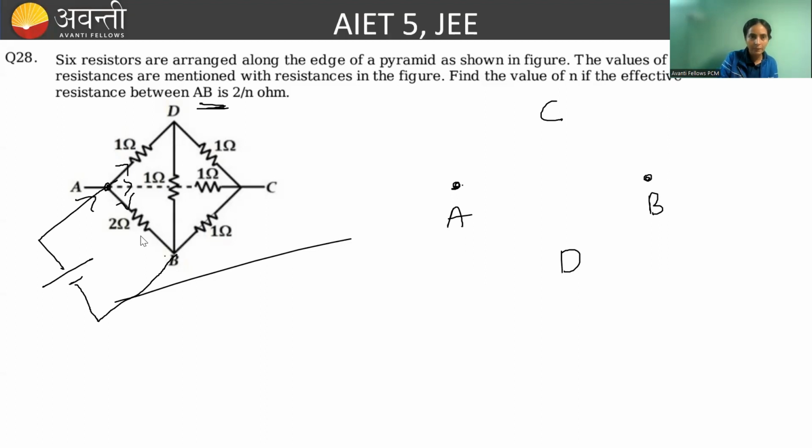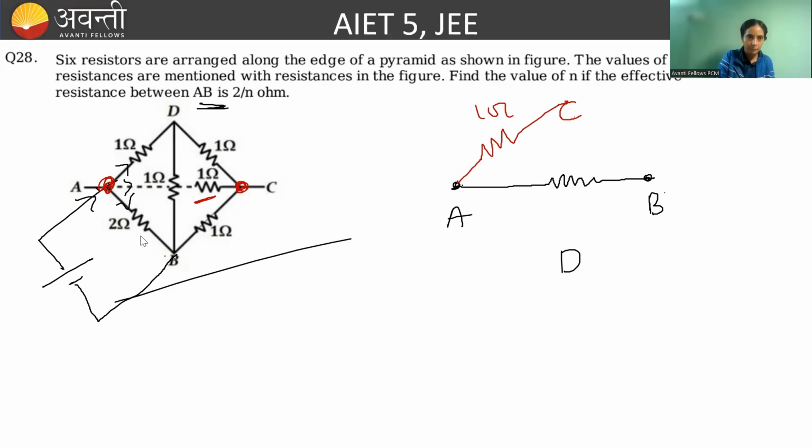So between A and B, there is a resistor, and this resistor value is equal to 2 ohm. Okay. Now, let me do one thing, I just want it to be more clear. So done. And now between A and C, there is one resistor that is of how much? 1 ohm, right? So between A and C, I have kept one resistor of 1 ohm.